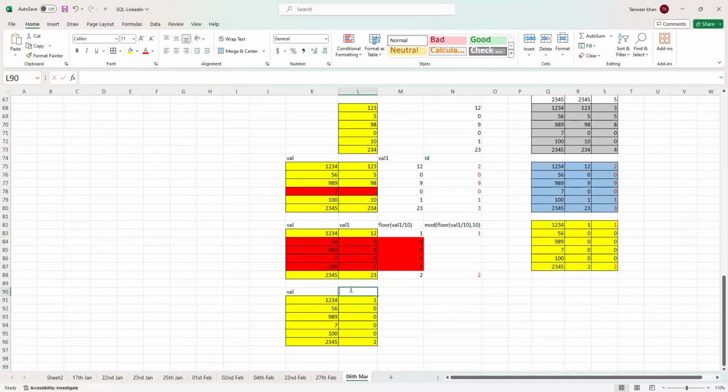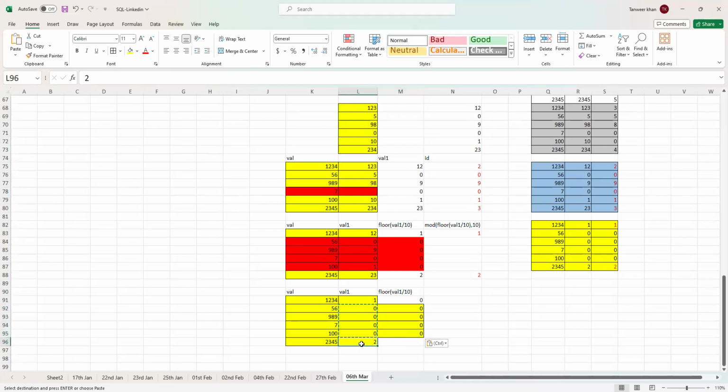This is the val 1. You have to find floor of val 1 comma 10. Sorry, not comma, it will be divided by 10. If you divide 1 by 10, it will be 0.1. What will be the floor of it? 0. It will be 0 only.